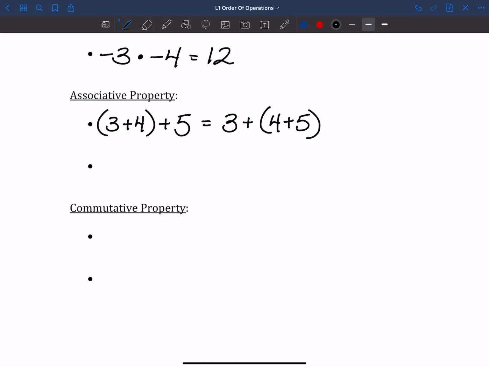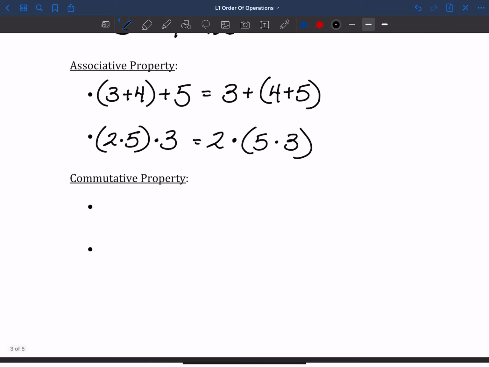You can also do the same thing for multiplication, right? If I had 2 times 5 times 3, I can instead group it this way, 2 times with the 5 times 3 in the parentheses, right? Those will come out to be the same thing, right? And in this case, that's going to be 30, right? The commutative property is something that's sort of similar, right?